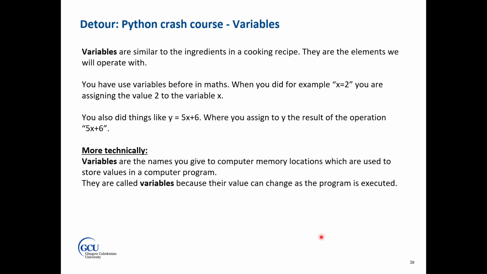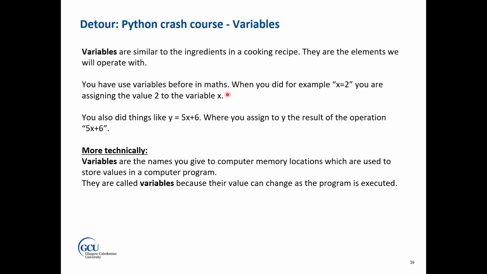So the first thing we are going to speak about when speaking about programming in Python in particular are going to be variables. Variables in the context of programming are very similar to ingredients in a cooking recipe. They are the elements we operate with. You have used variables before many times in maths.